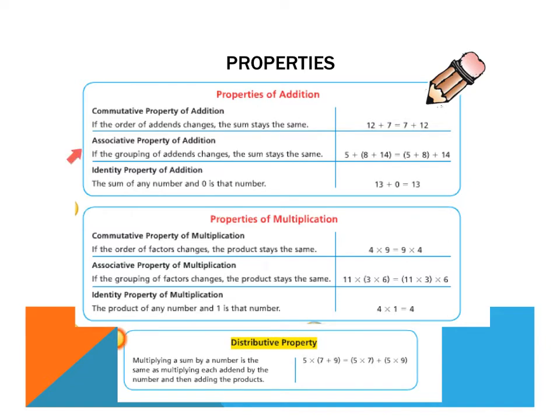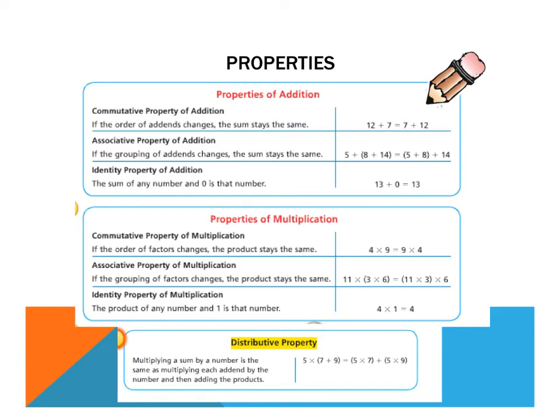Then we have the associative property of addition, which says if the groupings of the addends changes, the sum stays the same. Here we have a 5, an 8, and a 14. You'll notice the 8 and the 14 are grouped together in the parentheses. On the other side of the equal sign, we still have a 5, an 8, and a 14, but the parentheses have changed. Now the 5 and the 8 are grouped. Notice that the order of the actual addends did not change like they did in the commutative property.